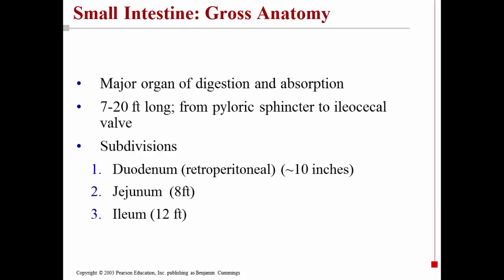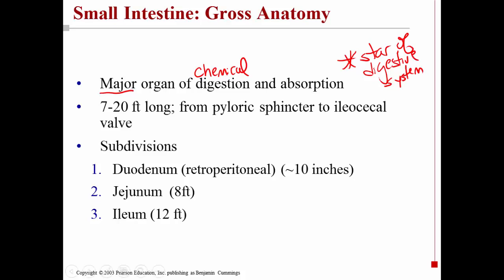Just a quick reminder about some of the anatomy of the small intestine. This is the major organ of digestion and absorption. So we should say this is the major organ of chemical digestion. So some people think of the small intestine as the star of the digestive system, because this is where most chemical digestion occurs, most absorption occurs, and even mechanical digestion. It's about 20 feet long, and it starts with the pyloric sphincter, which is in the stomach, and it ends with the ileocecal valve, which then goes into the large intestine.